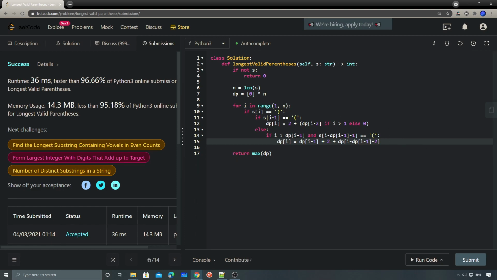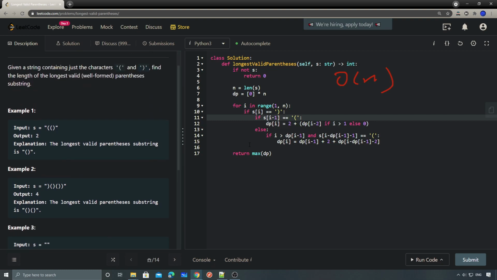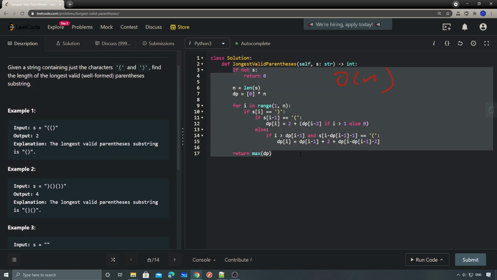Basically, that's the first solution, which is DP. Obviously the time and space complexity are both O(n). Okay, cool, that's the first one. And the second one is that, if we don't use DP, we can also use a stack to solve this problem.